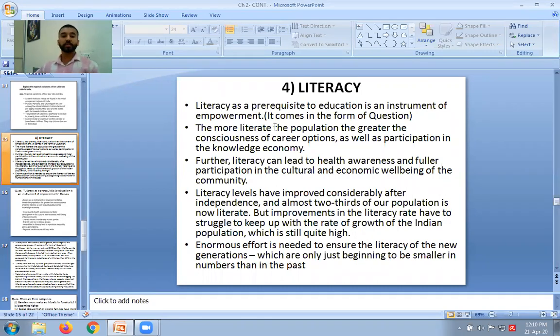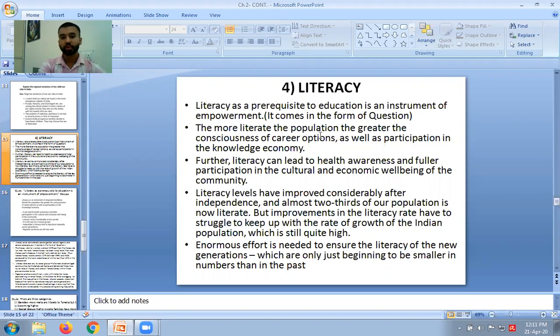Now what is empowerment? Empowerment means when a person recognizes his potentials and his abilities, and that recognition of abilities and potentials leads to the overall development of an individual. So it's very important to be literate, right? It's extremely important to be literate because it leads us to empowerment. So that's what it tries to make us understand.